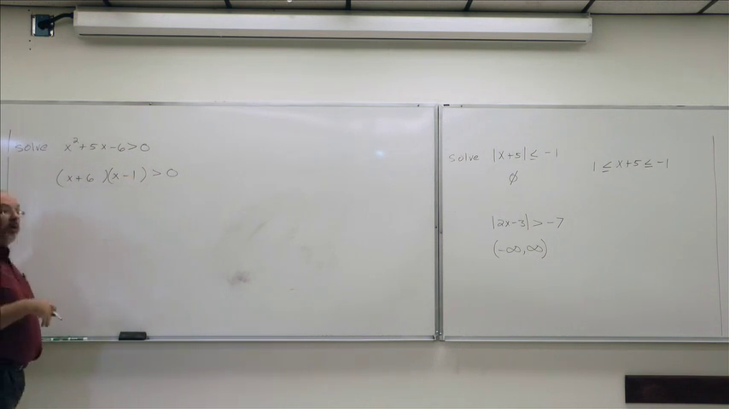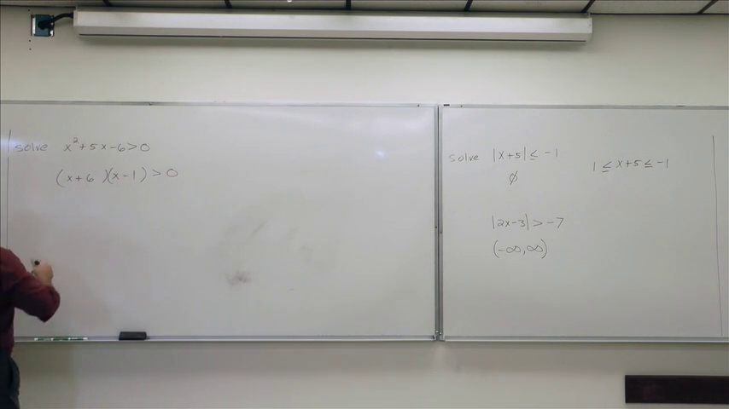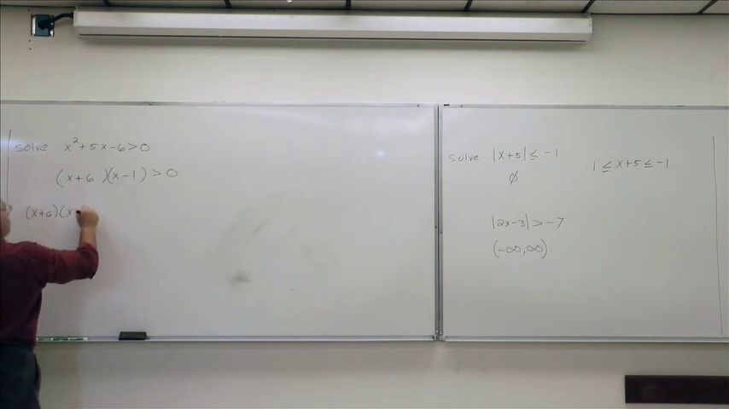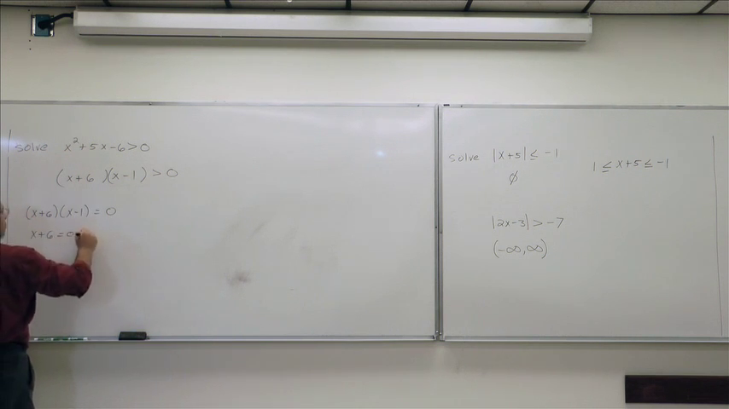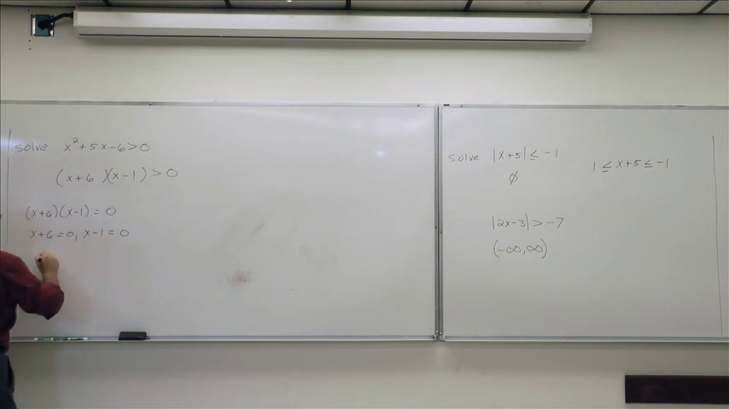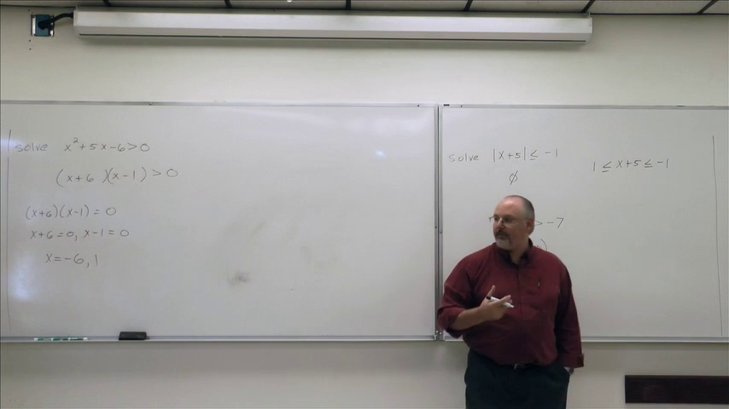So we need what are called critical numbers. That's actually a calculus phrase. So if we set this equal to 0, you get x plus 6 is 0, x minus 1 is 0, so x is equal to -6 or +1. All right, those are the critical numbers.